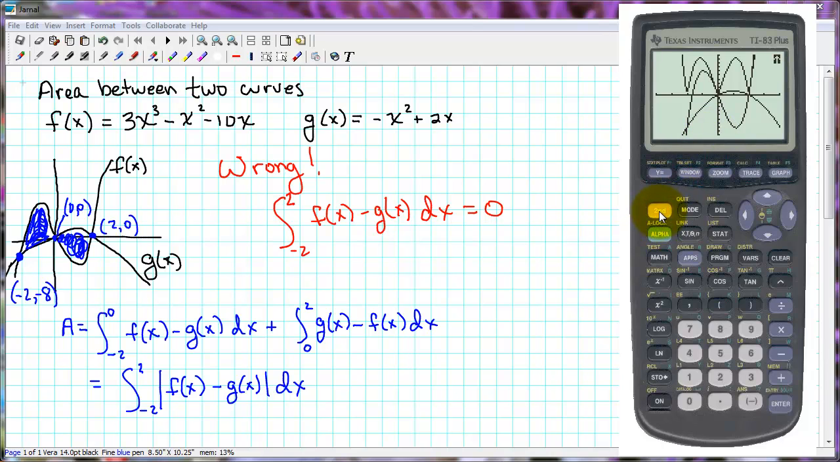So let's do our integration. Second calc 7. Again, as I highlighted, let's make sure we select the right function before we enter our limits. Now our limits go from -2 to 2, and we can hit enter. And we get the correct answer for this problem of an area of 24.